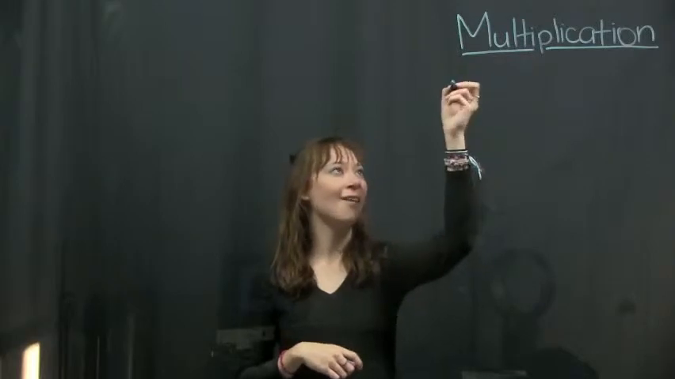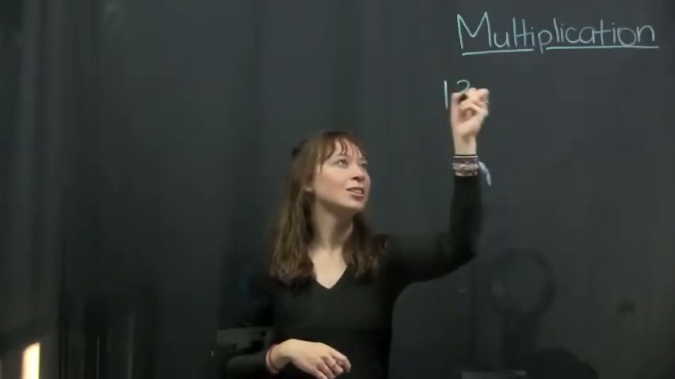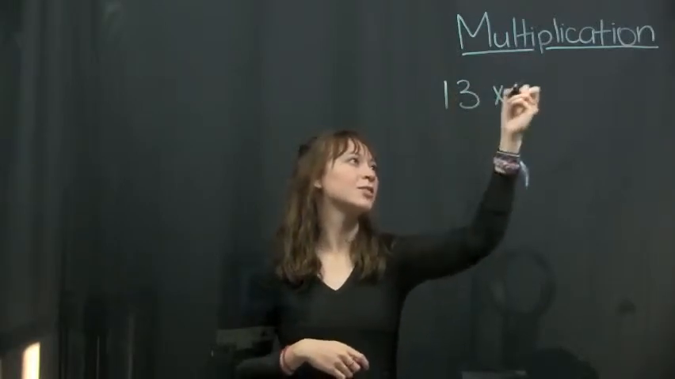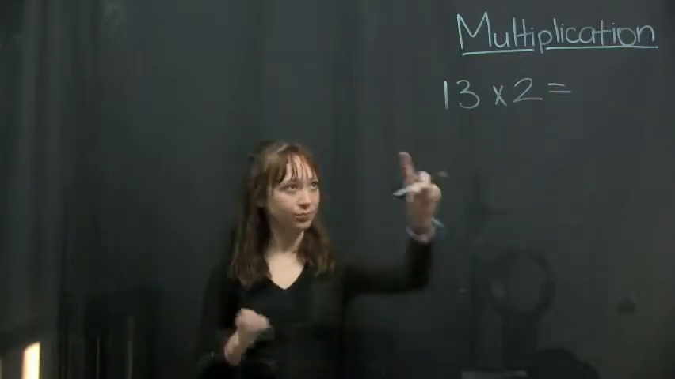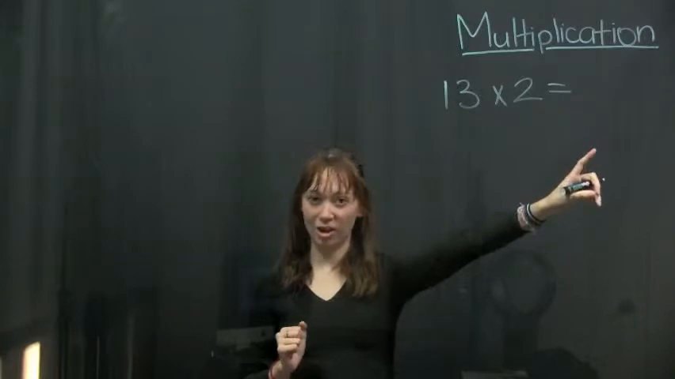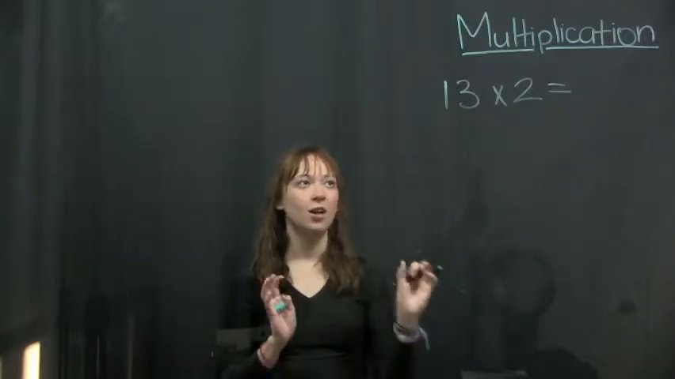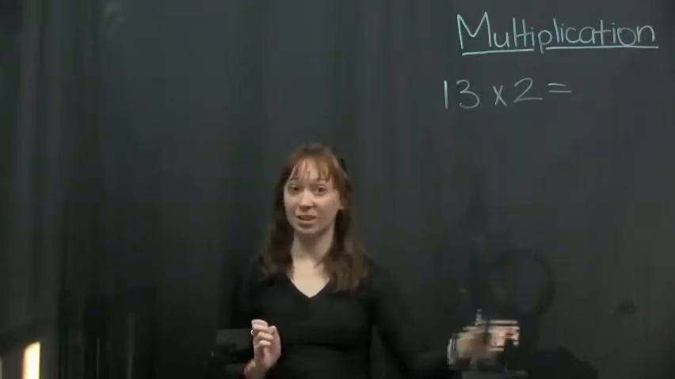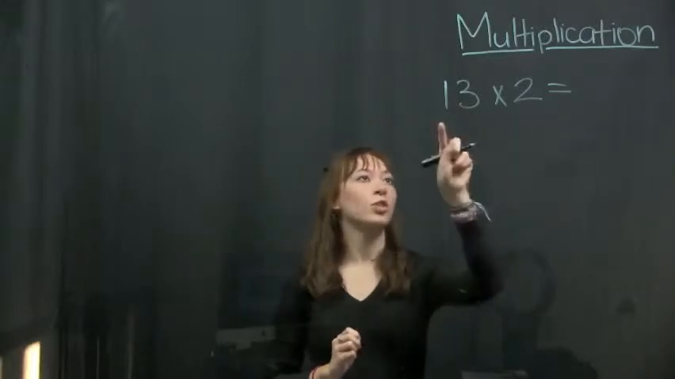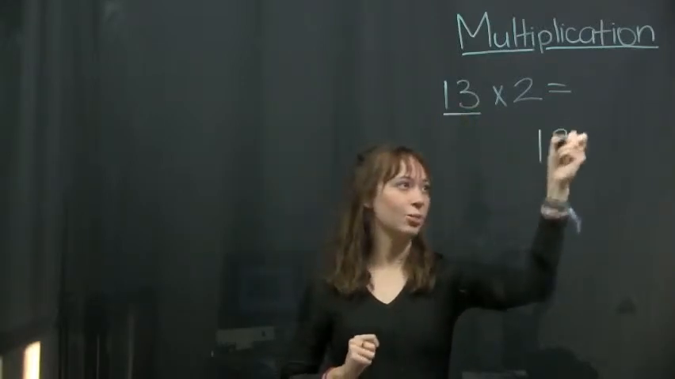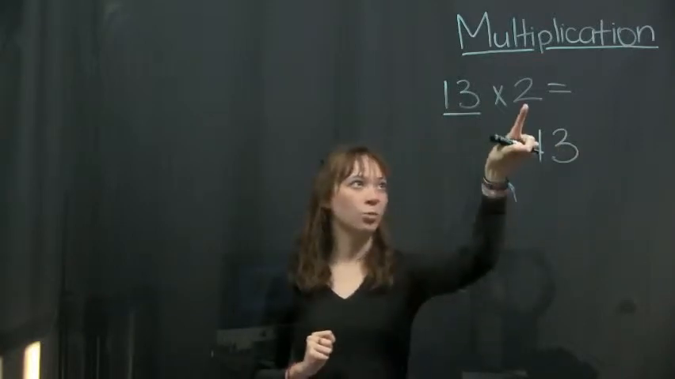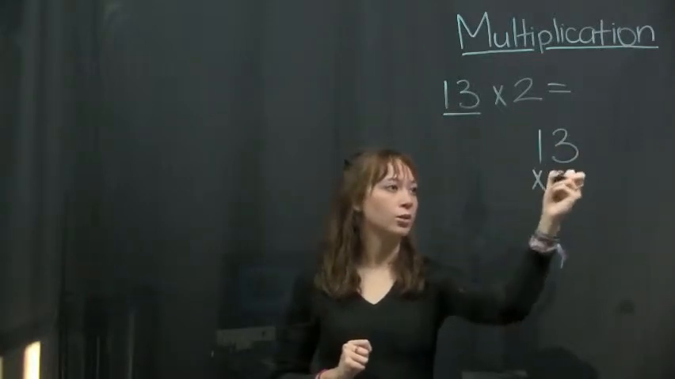Okay. So now that we went over what multiplication is, we're going to look at how to multiply a two-digit number by a one-digit number. So let's say we have 13 times 2. Most of the time it will be given to you horizontally, but in order to solve it, we are going to write it vertically to make it easier to solve. So you're going to do the larger number on the top. So you're going to put 13 up here, and you're going to put 2 below.